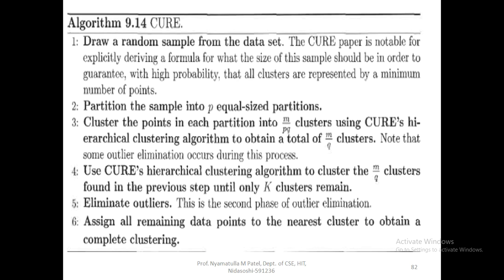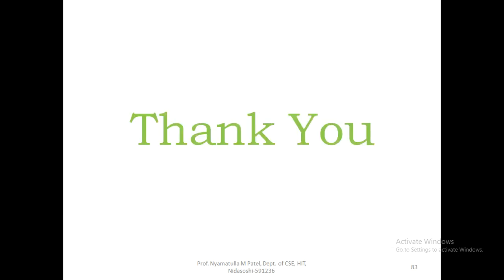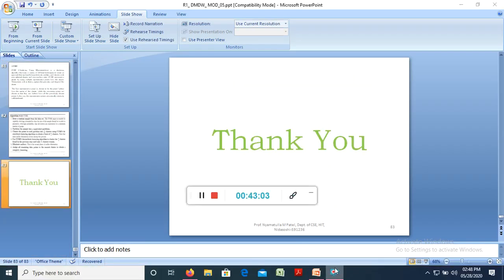Eliminate outliers, meaning eliminate the noise points or outliers which have different properties and attributes with respect to the center points of the cluster. This is the second phase of outlier elimination. So, outliers are eliminated 2 times. Then assign all the remaining data points to the nearest cluster to obtain a complete clustering. So, this is the last algorithm, CURE. This is the end of module 5. Thank you one and all.